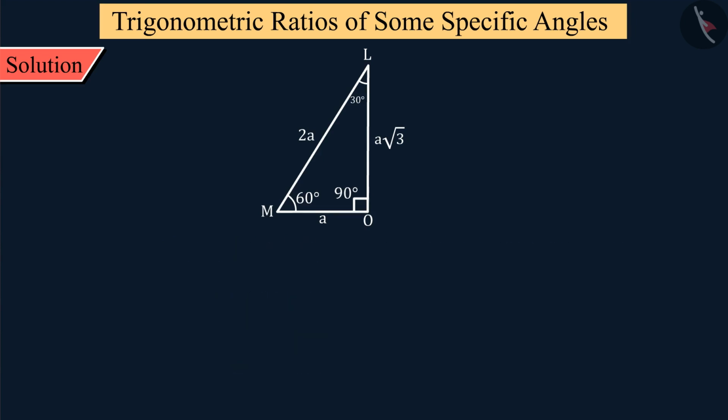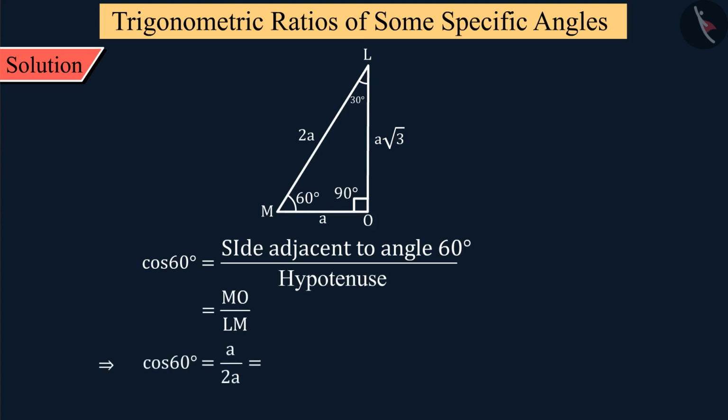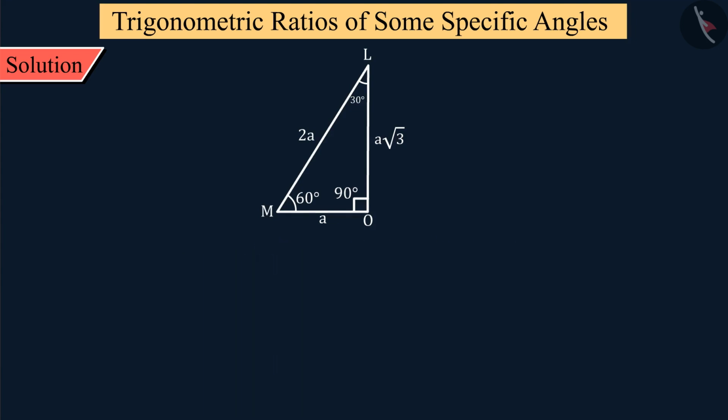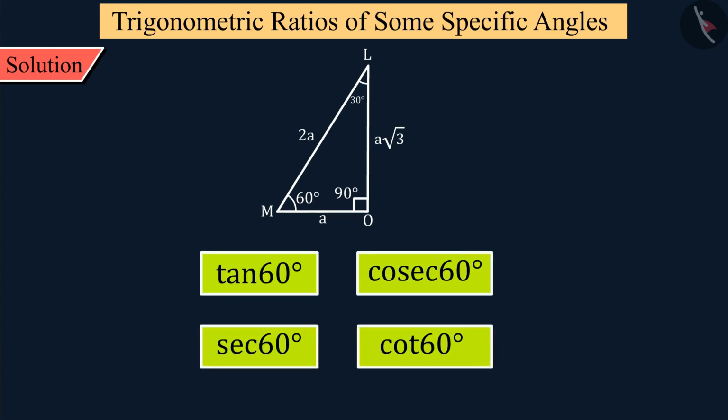And if we talk about the value of cos 60 degrees, then this will be equal to the ratio of the adjacent side of the angle M and hypotenuse. On solving this, we obtain the value of cos 60 degrees as 1 upon 2. Similarly, we obtain the value of trigonometric ratios tan, cosec, sec and cot 60 degrees.